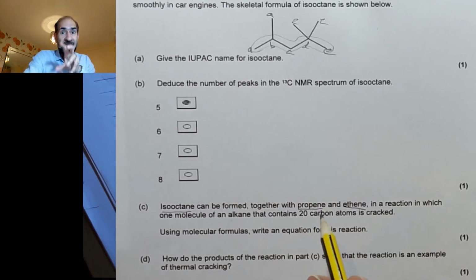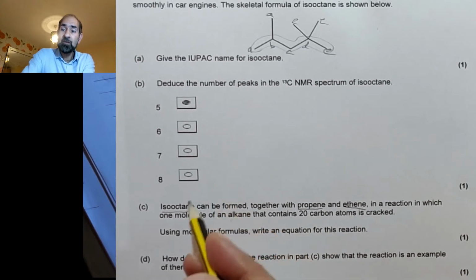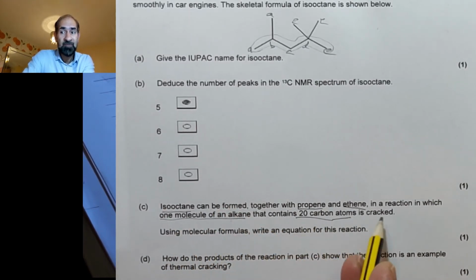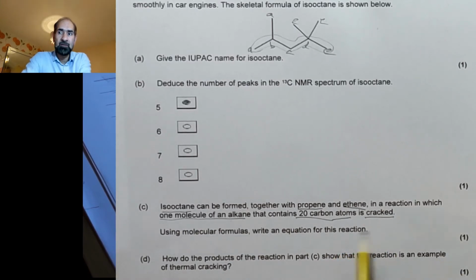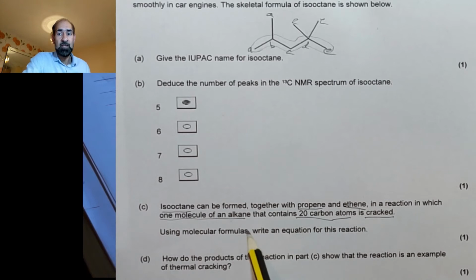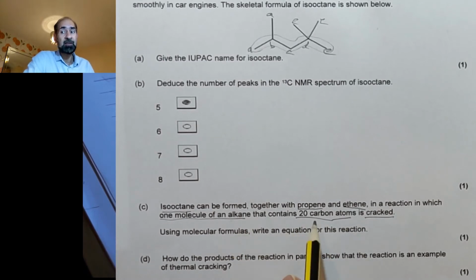Often students misread this question, right? In a reaction in which one molecule of an alkane that contains 20 carbon atoms is cracked. This is not a difficult question. Remember, it's 1 mark, so it can't be that difficult, okay? Using molecular formulas, write an equation for this reaction. You just got to make sure you read the question properly, all right? So we know isooctane is formed, propene is formed, ethene is formed from what? An alkane that contains 20 carbon atoms.